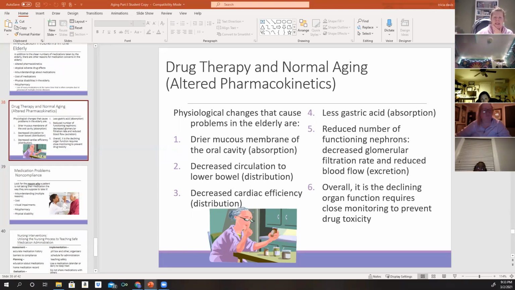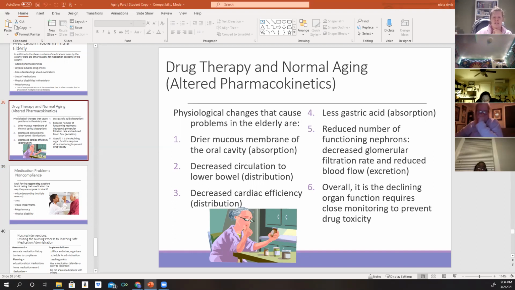So drug therapy and normal aging that causes altered pharmacokinetics. There's dry mucous membranes in the oral cavity, which will interfere with absorption. We have decreased circulation to the lower bowel. That's going to cause problems with distribution. We have decreased cardio efficiency. That's going to cause a problem with distribution. Remember, we don't have that good circulating blood volume. We said earlier we have less gastric acid. That's also going to affect the absorption.